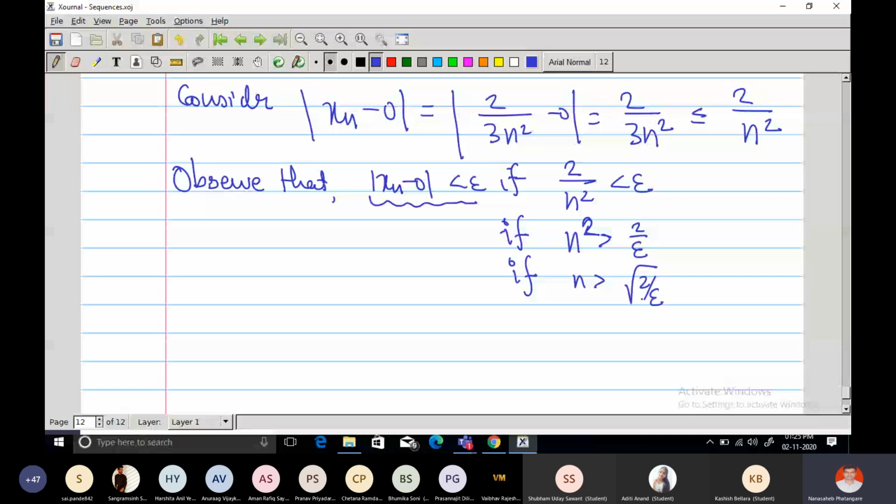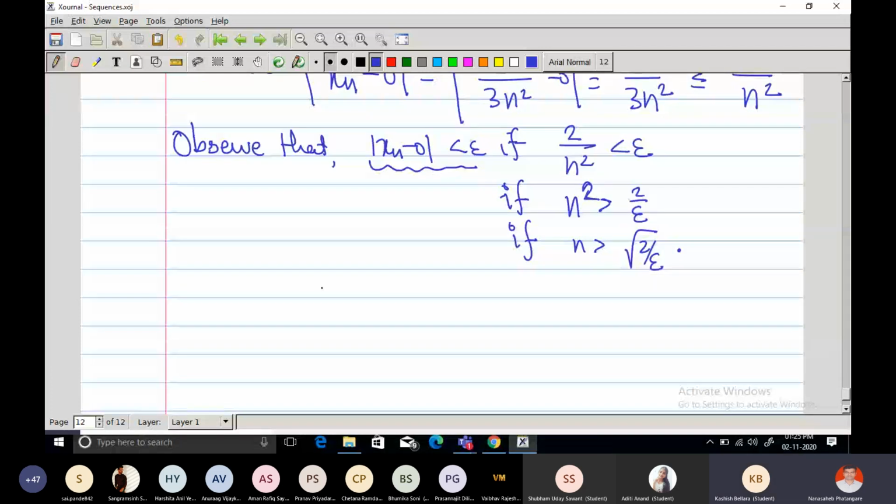Right? Is it clear? Yes, sir. Okay, now you tell me what should be our first guess. What guess can we make from this for the value of k? k should be greater than root of 2 upon epsilon. Choose k, a natural number, greater than root 2 upon epsilon.